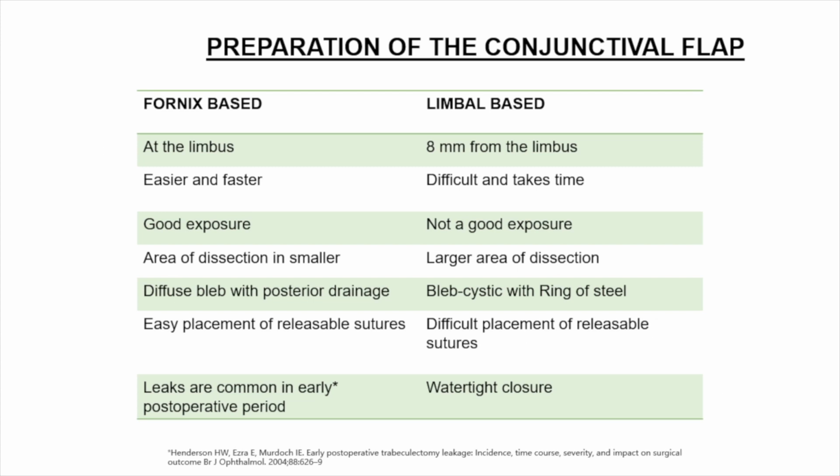Now the preparation of the conjunctival flap. The conjunctival flap can be either a fornix-based flap or a limbal-based flap. Several studies have compared the limbus and the fornix-based conjunctival flap in association with trabeculectomy and reported similar success rates.